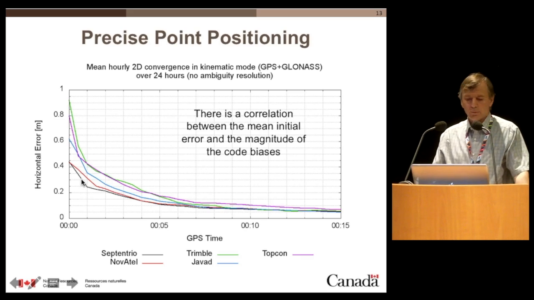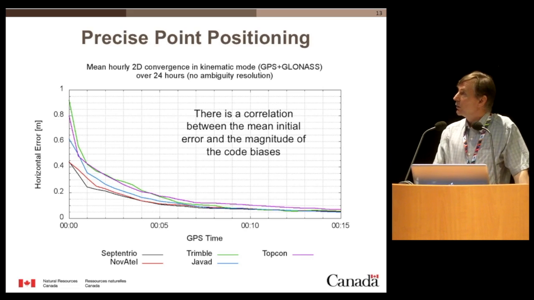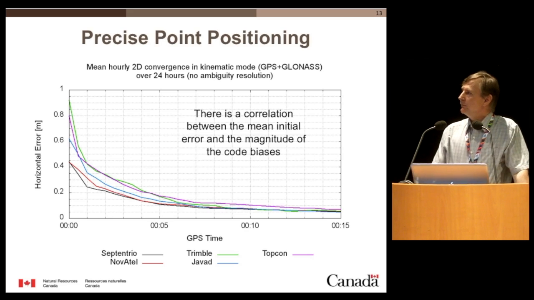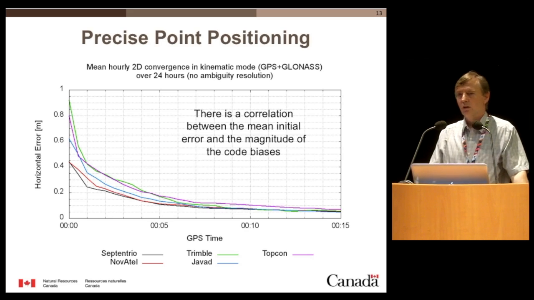And then as we go up, we have the green is the Trimble, and initial offset from the truth is larger, and it converges a little bit more slowly. Now the Topcon, which had the misconfiguration, where we had multipath mitigation on, also has a larger initial offset and converges more slowly. So we haven't done any work to implement these code biases in our software, but it sure seems that it's important to do that.